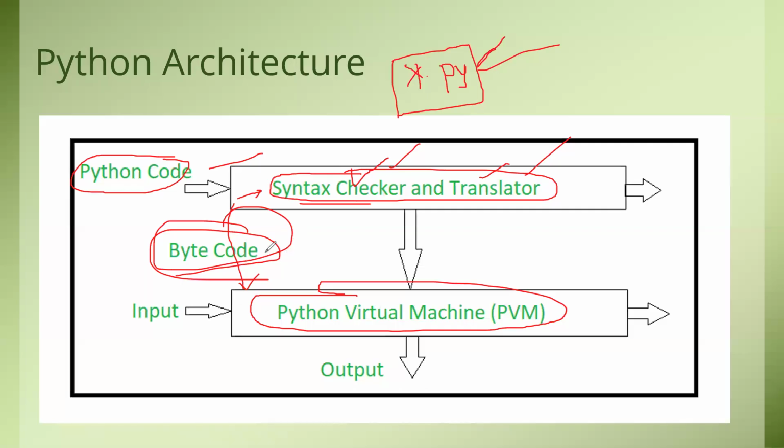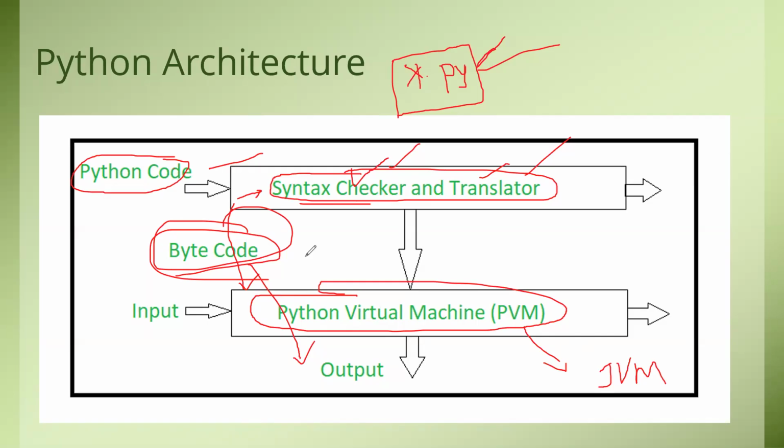And once it is converted to bytecode, your Python VM, that is Python virtual machine, is responsible to execute the bytecode in any target environment. So this is what in Java we call the JVM, Java virtual machine, right? Which is responsible to run your Java programs. Similarly, for Python, we use Python VM.